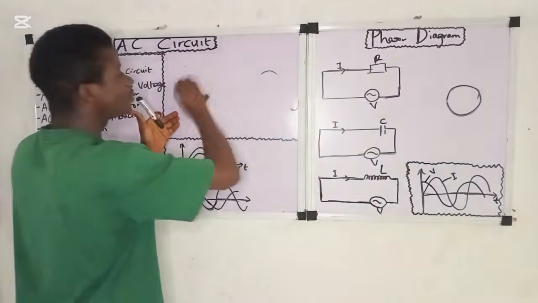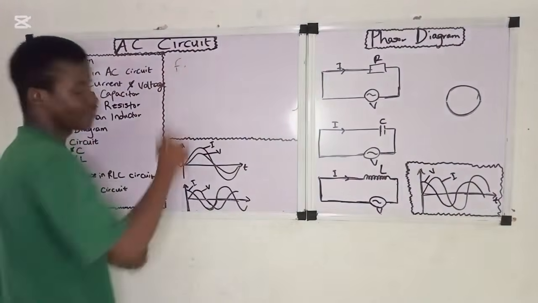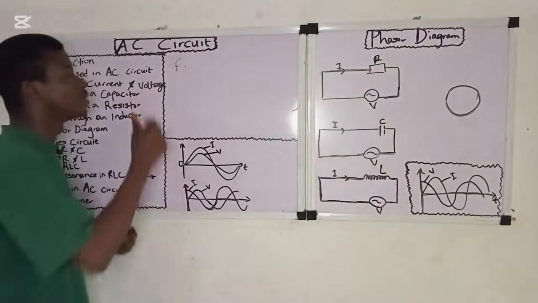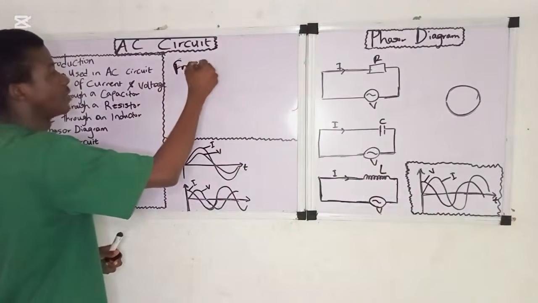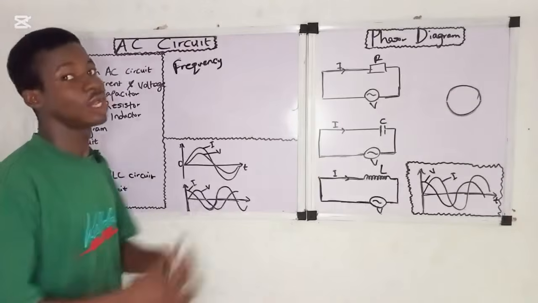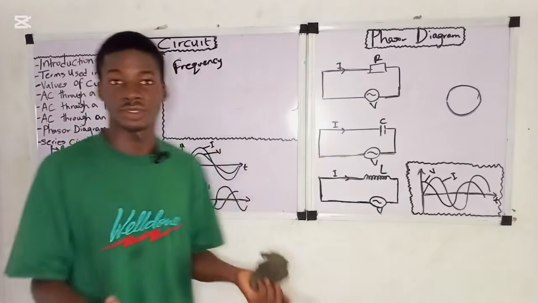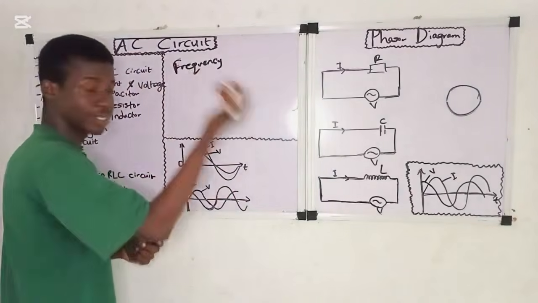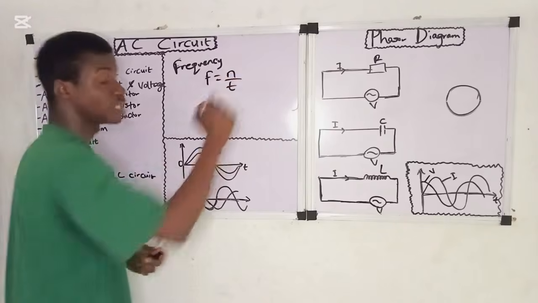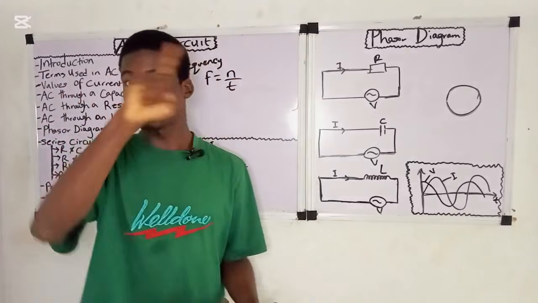The next thing we are going to move to is frequency. These are the terms that we are going to use in AC circuit. What is frequency? The number of cycles made in 1 second. Frequency is the number of cycles made in what? Made in 1 second.